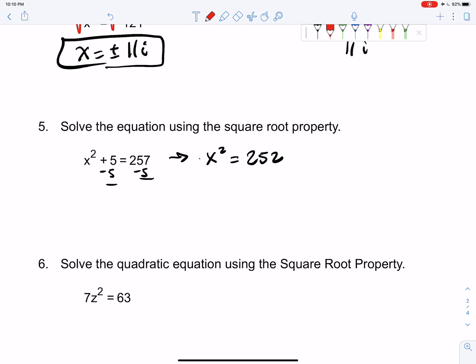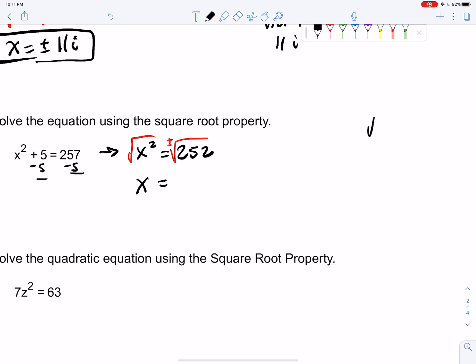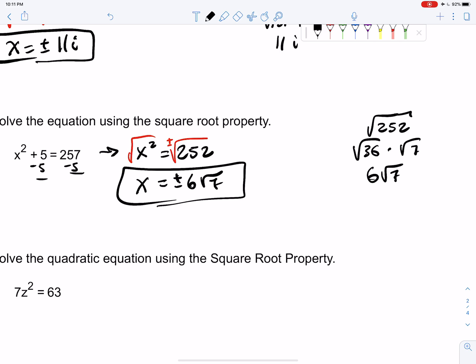Of course, we're going to square root both sides of the equation. Plus or minus, never forget that. x equals. Now we have 252, and we want to break that down and see if we can find any of the largest perfect squares in there. Once again, you could always prime factor it down. But if you can see the largest perfect square, like 36 times 7, it's just going to save some time for you in terms of simplifying. So x equals plus or minus 6 square root of 7. And there you go.